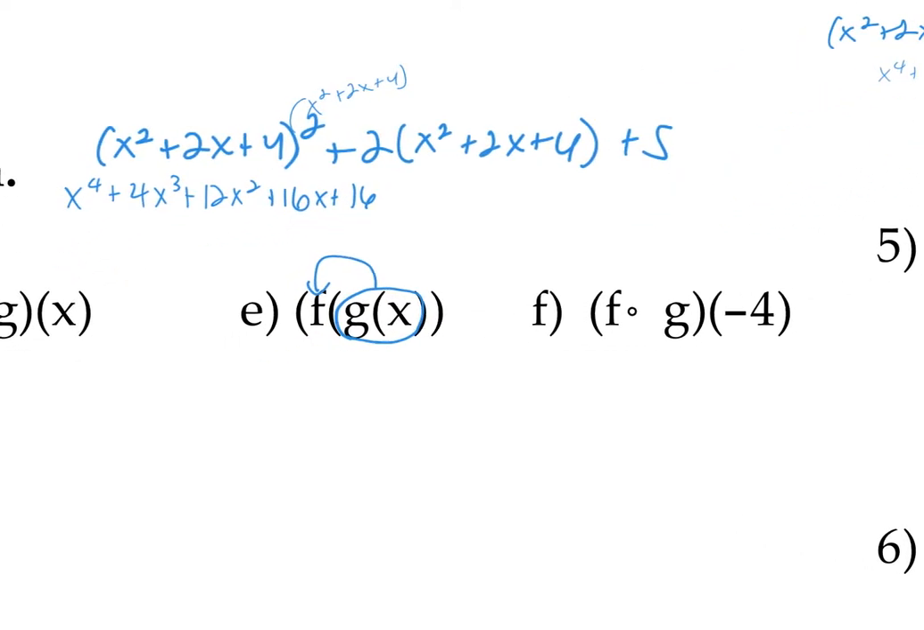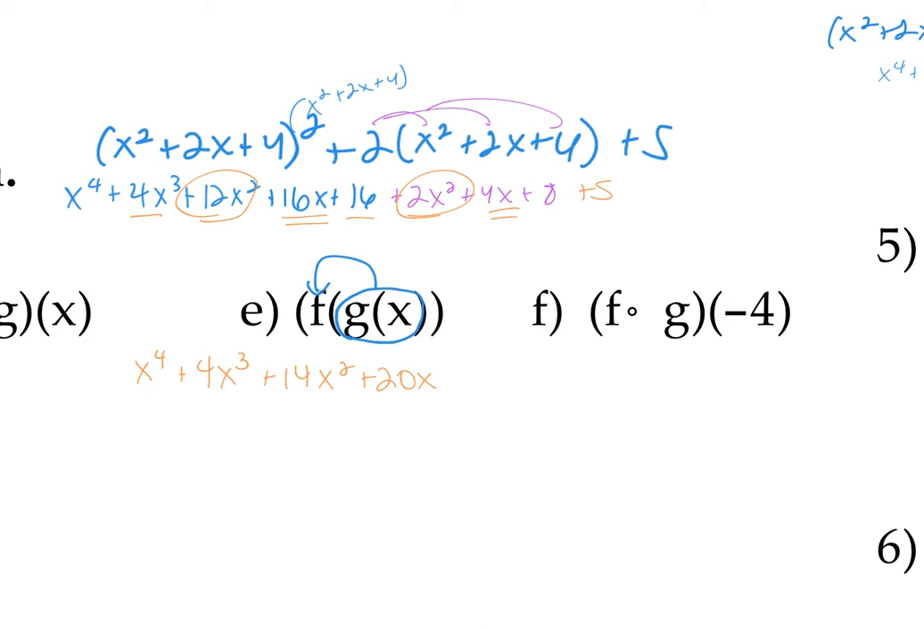And then we would distribute this here. And then the plus 5. And now we just combine like terms. So x to the fourth, there's only one. 4x to the third. 2 plus 12, 14x squared. 16 plus 4, 20x. And then 16 plus 13, 29.